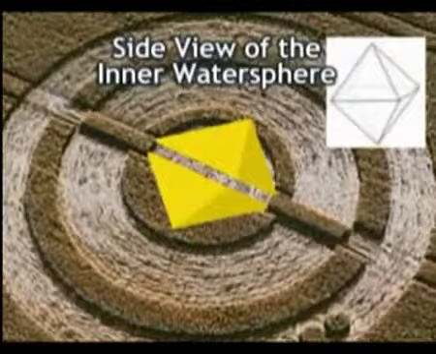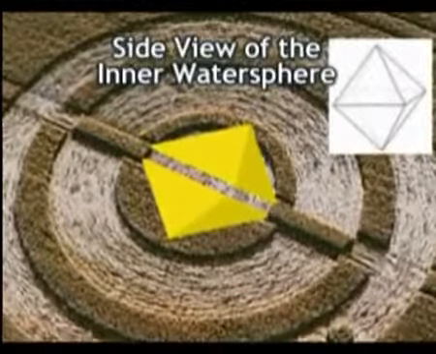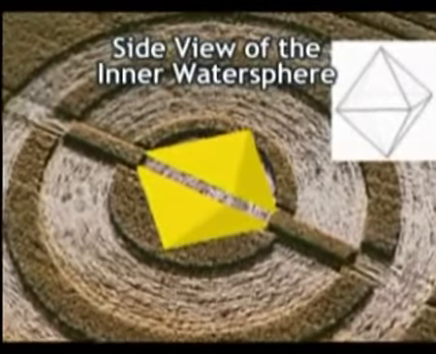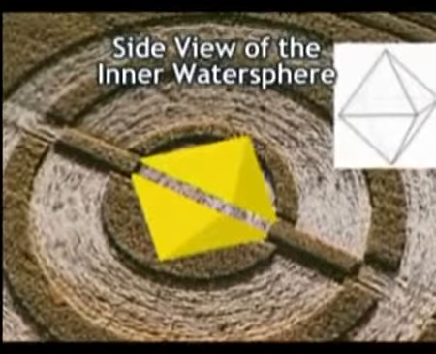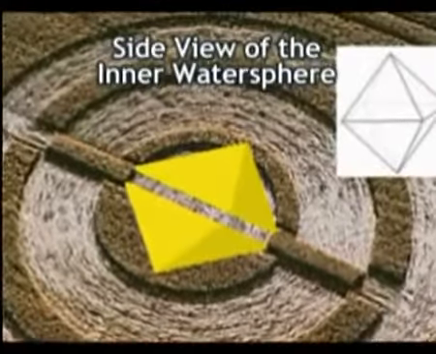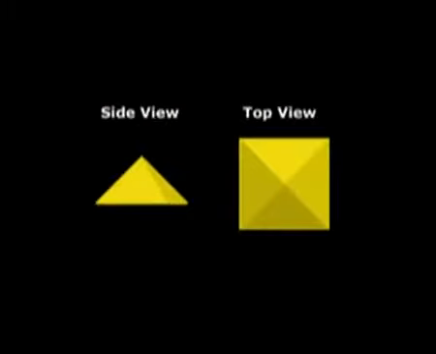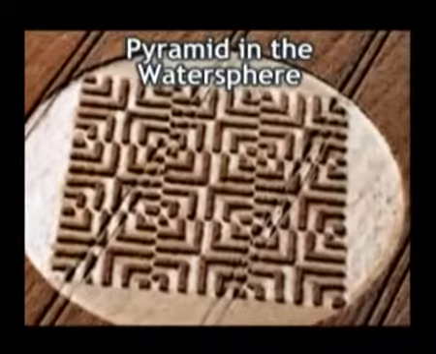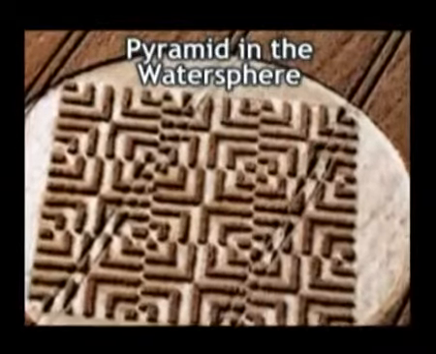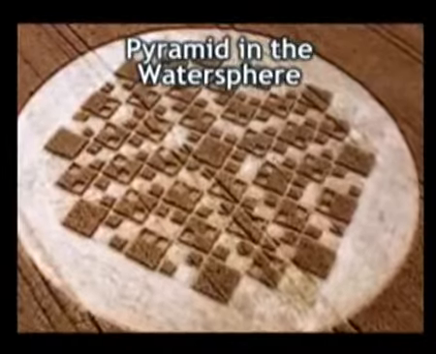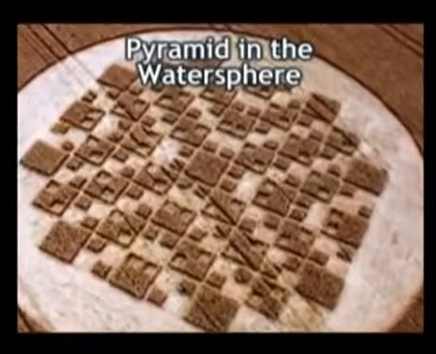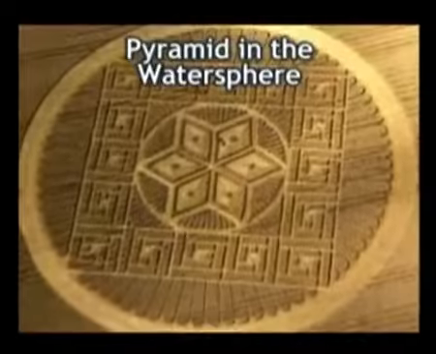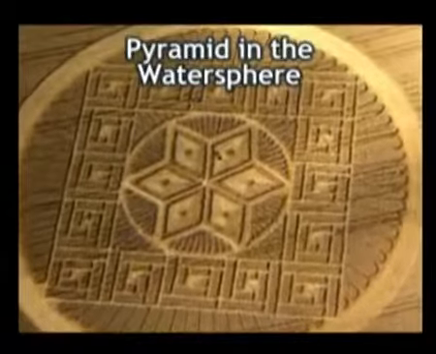This is a side view of the inner water sphere. Two pyramid shapes create this octahedron. A pyramid looks like a square from above. In the crop circles, this is exactly how the pyramid is depicted. A square shape encompassed in a large circle.